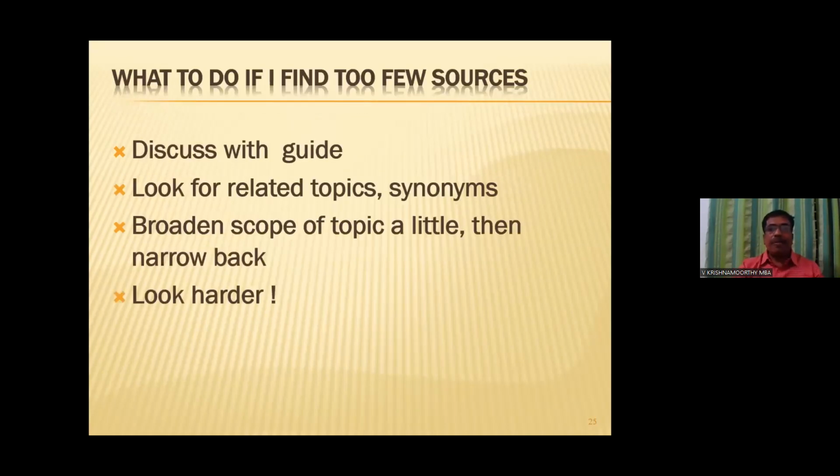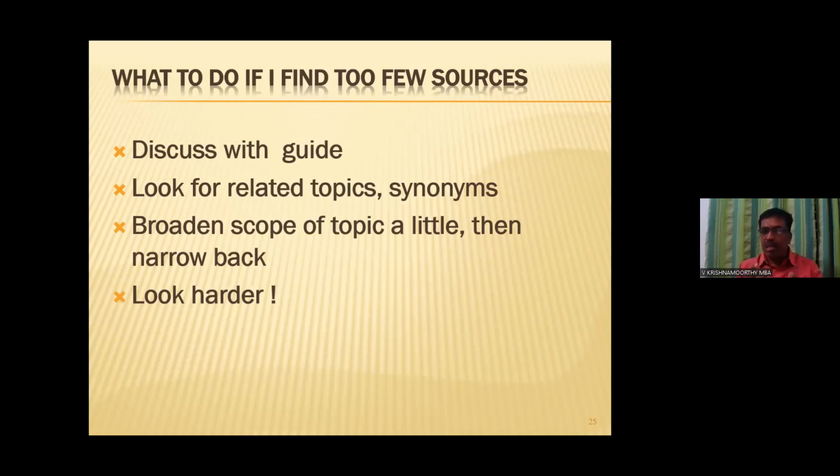Okay. And then, what if I find too few sources? Sometimes you would like to do exploratory research. When you do exploratory research, you cannot get a good number of papers, because it is a new research. In such circumstances, you can again discuss with your research supervisor. Look for a related topic instead of concentrating on the particular area.